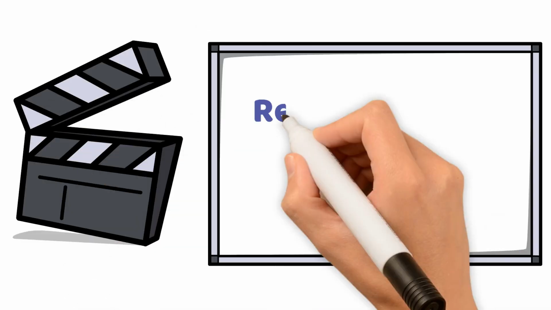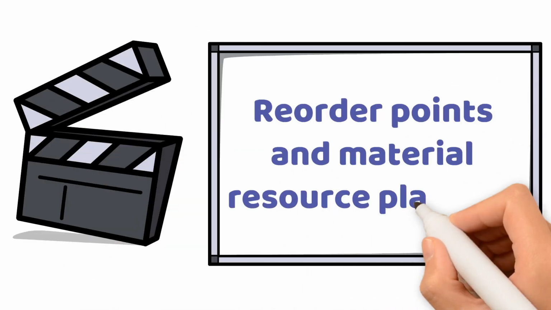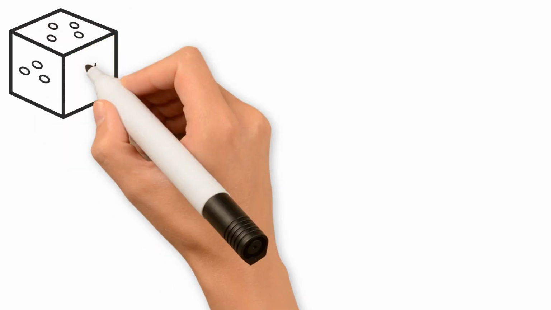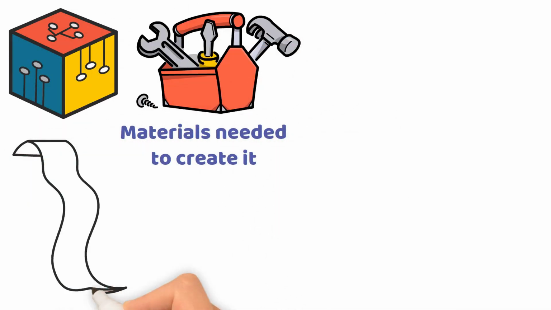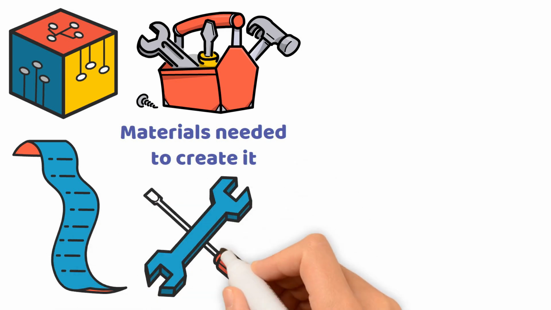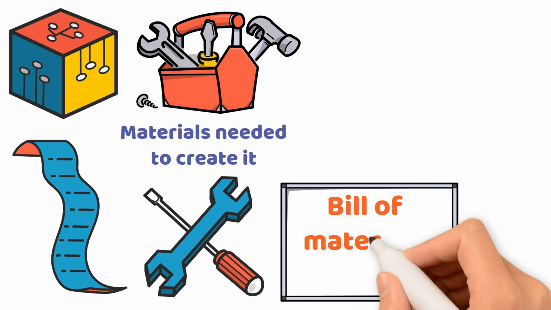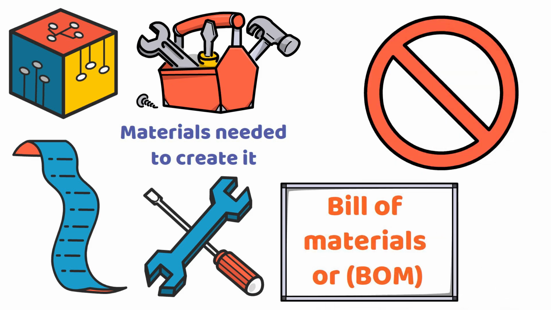This video is about reorder points in material resource planning. When we take a finished good and we deconstruct it into the parts or even materials needed to create it, we wind up with a long list, even for simple products. These lists are sometimes imprecisely called a bill of materials or BOM, but it doesn't matter what they're called.